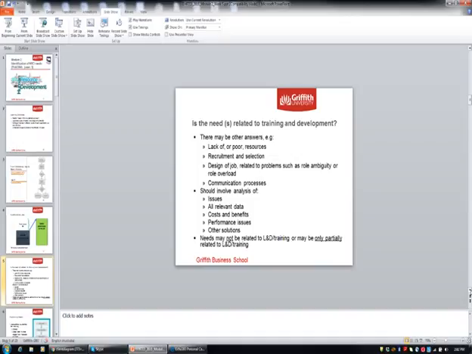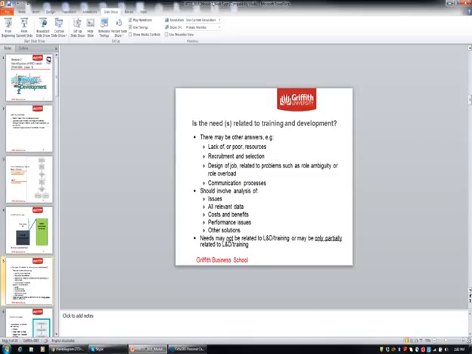So as I've mentioned, poor performance can be to do with lack of or poor resources. It could be recruitment selection, whereby people are recruited and selected for positions that they don't really have such a good match with. Maybe there's not very good selection processes in place. It could be, as I mentioned, design of the job, where the role is ambiguous, it's confusing. A person may not be exactly sure whether that's their area or not, or, as I mentioned, role overload. And it could be communication processes, so just a breakdown in communication where it's not really clear what's wanted.